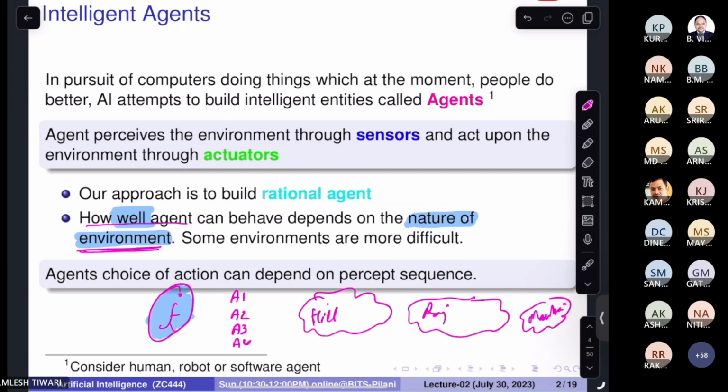If I apply those agents, let's assume I'm going to conduct a race of autonomous vehicles. With A1, A2, A3, A4, maybe A2 is going to win, then A3, then A1, then A4. But in a different environment, maybe A4 is the winner, then A3, then A1, then A2. In a different environment, a different agent could be the winner. It could be possible.